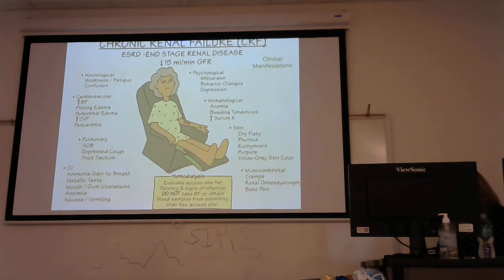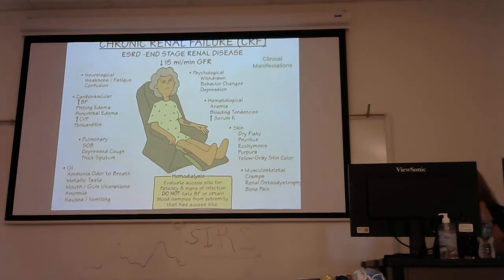GI. They are not metabolizing the ammonia, so they get that odor, which gives them a metallic taste. And they get anorexia. They don't want to eat. They're tired. They just don't feel like eating. And they're very prone to ulcerations in the mouth, and they get peptic ulcers a lot, and they can bleed and perforate the peptic ulcer, and you've got a big problem, because they don't clot, so they can hemorrhage a good bit.